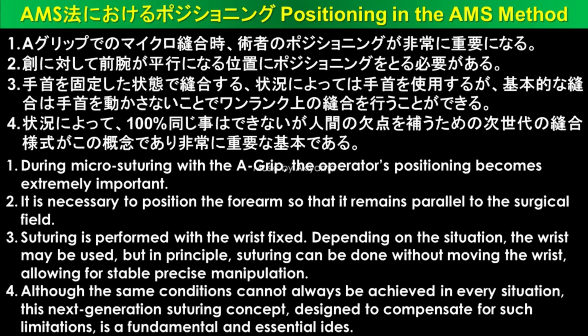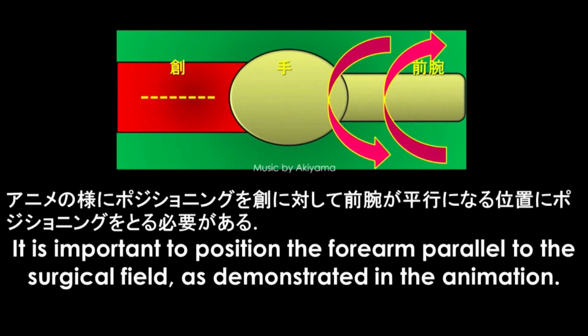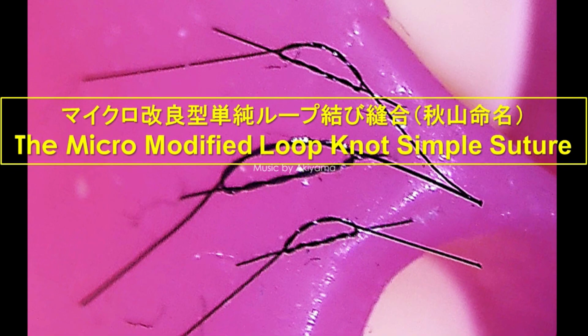Four, although the same conditions cannot always be achieved in every situation, this next-generation suturing concept, designed to compensate for such limitations, is a fundamental and essential aid. It is important to position the forearm parallel to the surgical field, as demonstrated in the animation. The micro-modified loop knot simple suture.